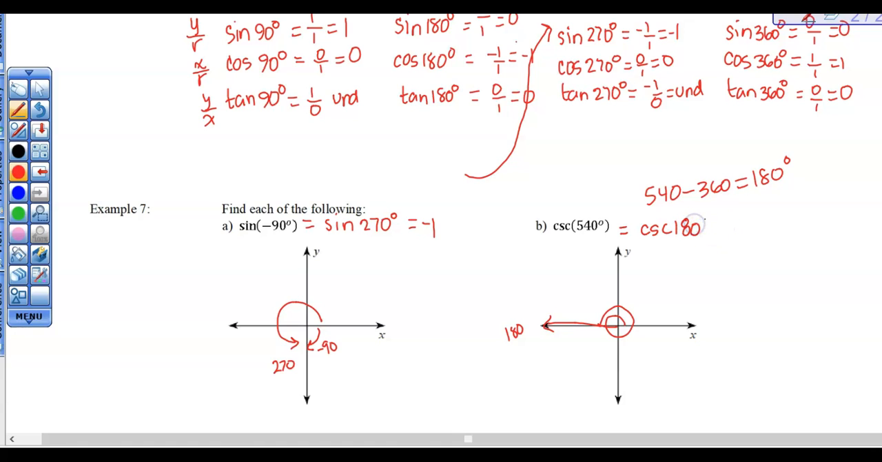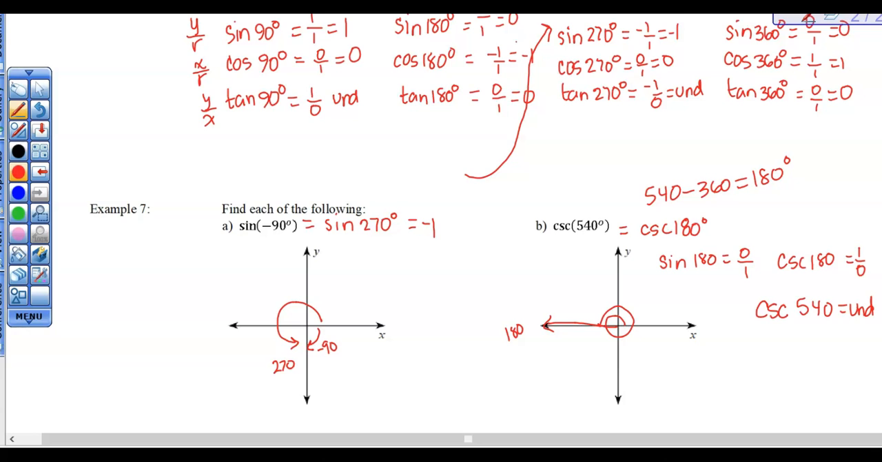And so we could say that the cosecant of 540 is equivalent to the cosecant of 180 degrees. And so I think what we'll do is we'll go ahead and grab the sine of 180 degrees, which was 0 over 1. And then we'll just go ahead and write the cosecant of 180 degrees, which is 1 over 0. And so we could say that the cosecant of 540, which is equivalent to the cosecant of 180, is undefined.